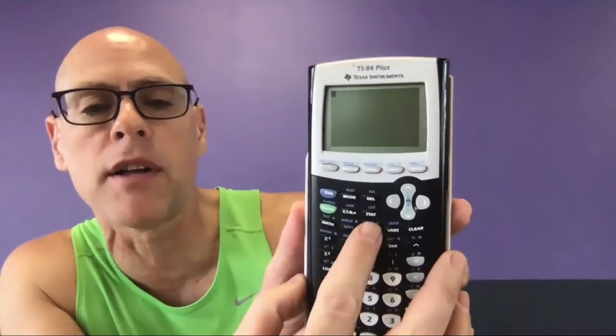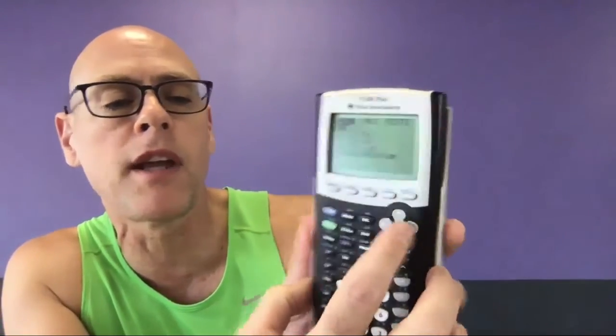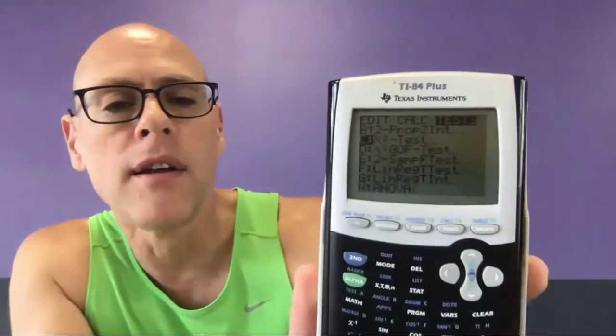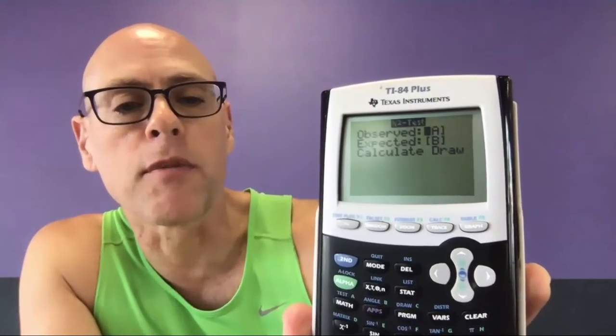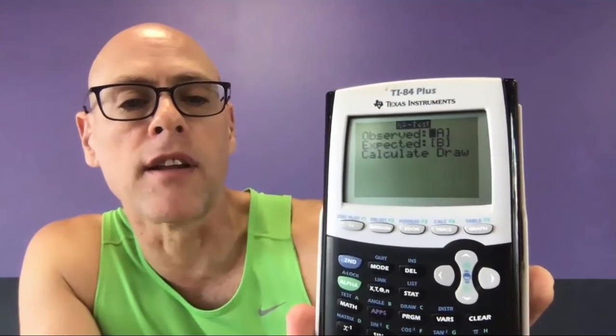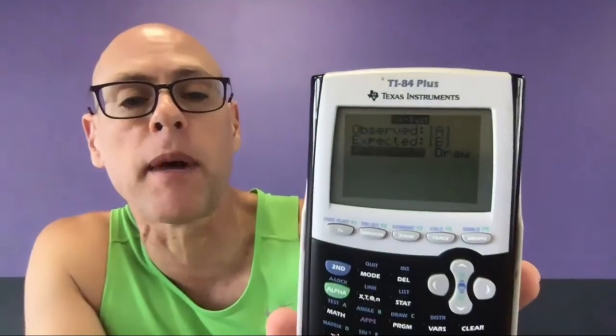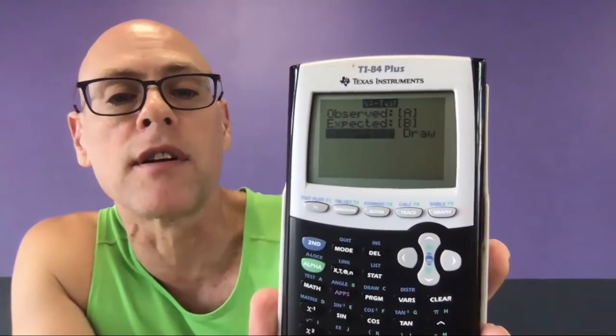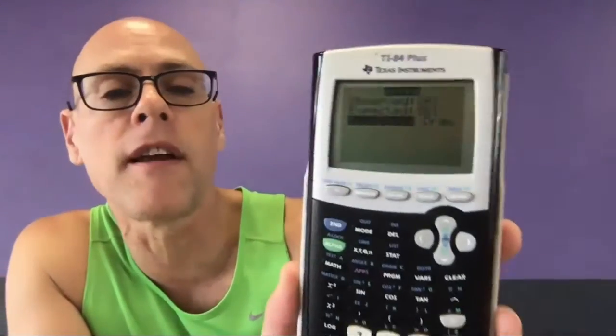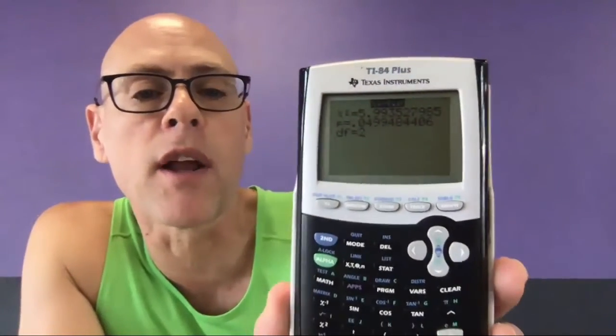I'm going to go to stat button, and over to the test menu, and up to C. C is the chi-square test. You get observed, expected, and then calculate and draw. It's going to calculate your expected counts for you automatically. So I'm just going to go ahead to calculate, and right away we get our answers.